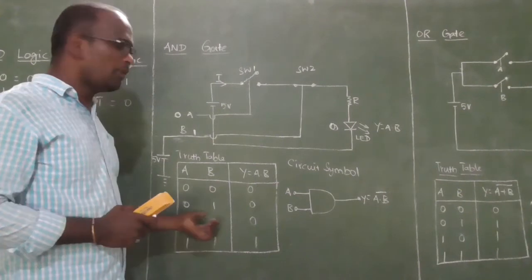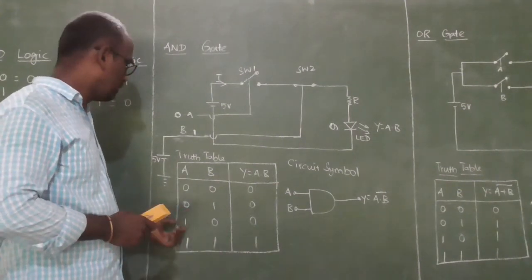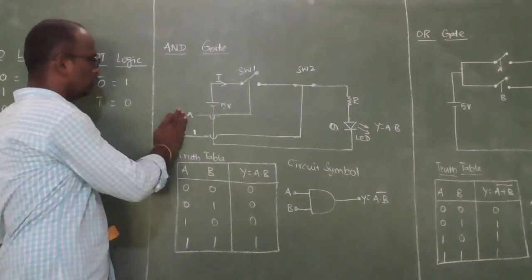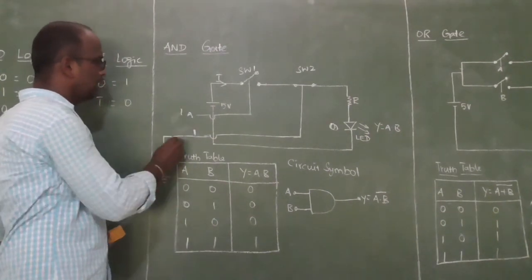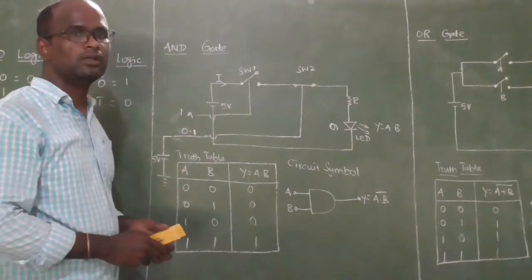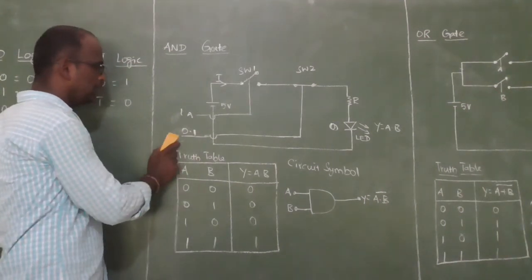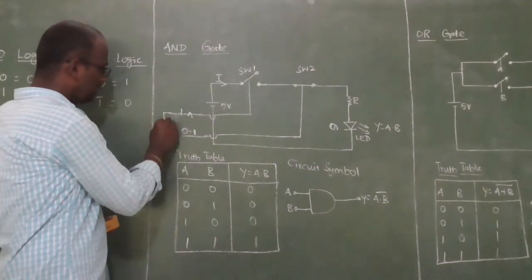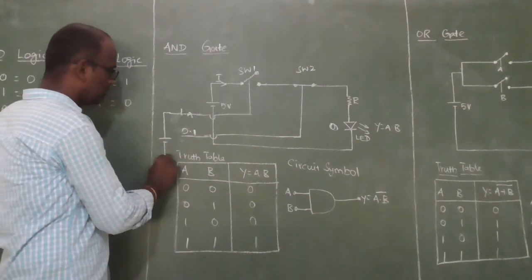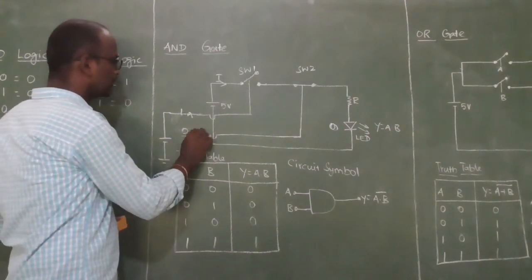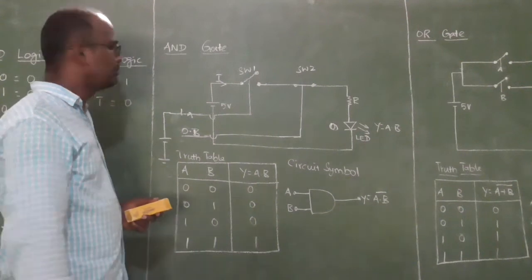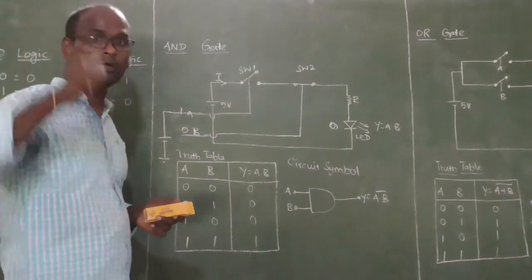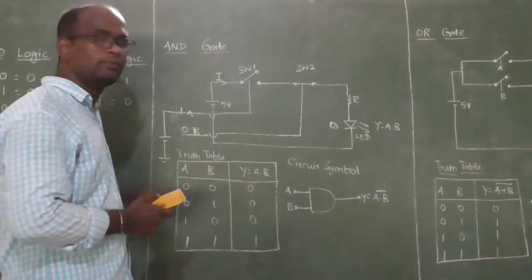So next combination. What is the input? The next input combination is logic 1 for A and logic 0 for B. Means we have to apply the battery for A input, but not for B input. So B is applied float. Floating means there is no power supply connected to that input.